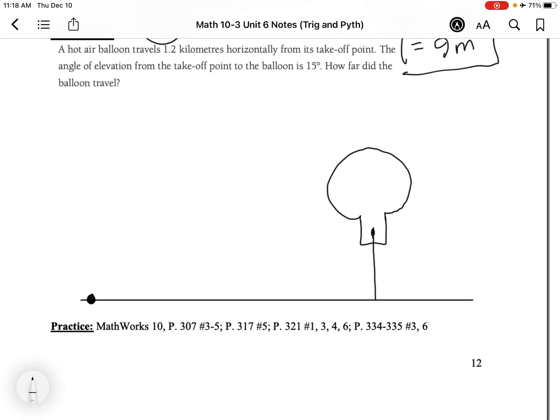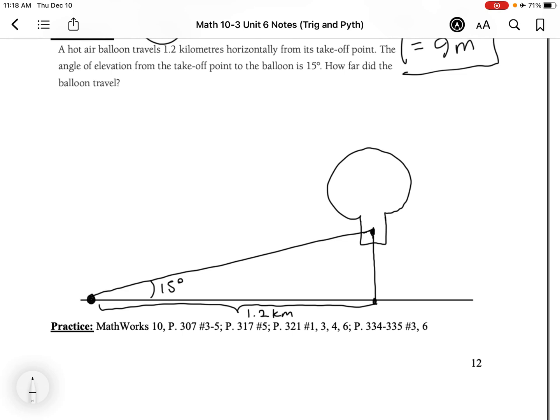That's the sort of height of the hot air balloon. And the horizontal distance that it's traveled, this part, is 1.2 kilometers. Okay? The angle of elevation, so if you were standing here looking up to the hot air balloon, this angle is 15 degrees. Okay. How far did the balloon actually travel? How far did it actually travel?